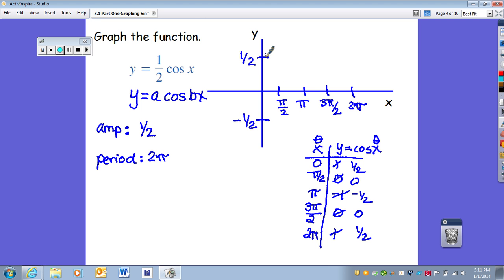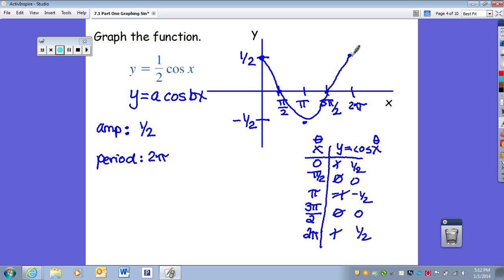So for cosine, we start at 0 and 1/2, so we're up here. And then we're down to 0 at pi over 2, and down to negative 1/2 at pi, back up to 0, and then back up to a positive 1/2. And when we graph and draw in our curve, we finish off just a little bit with our pen.